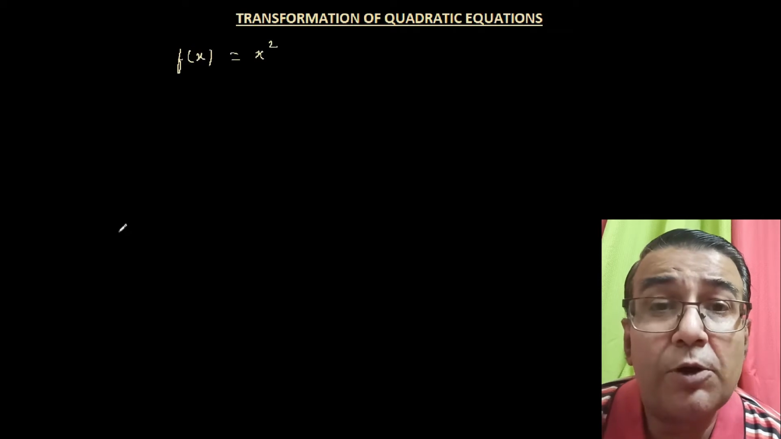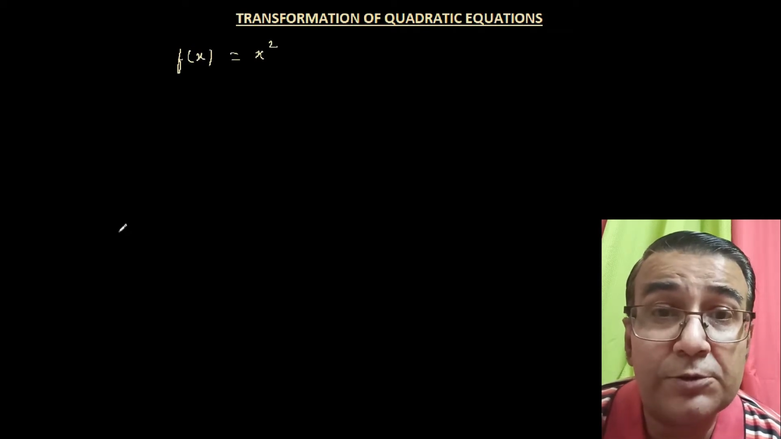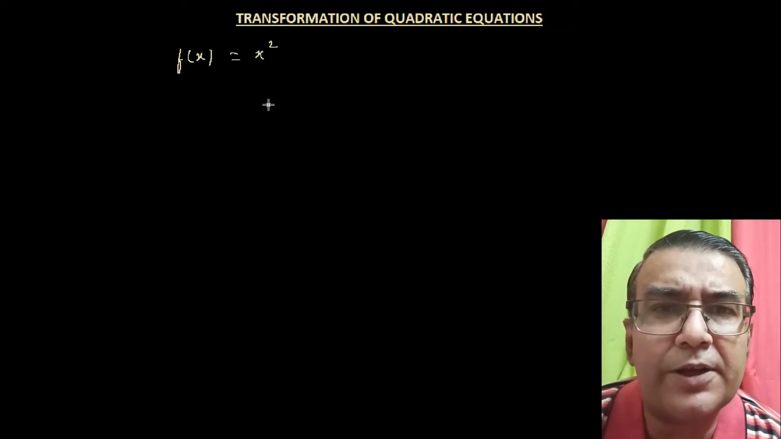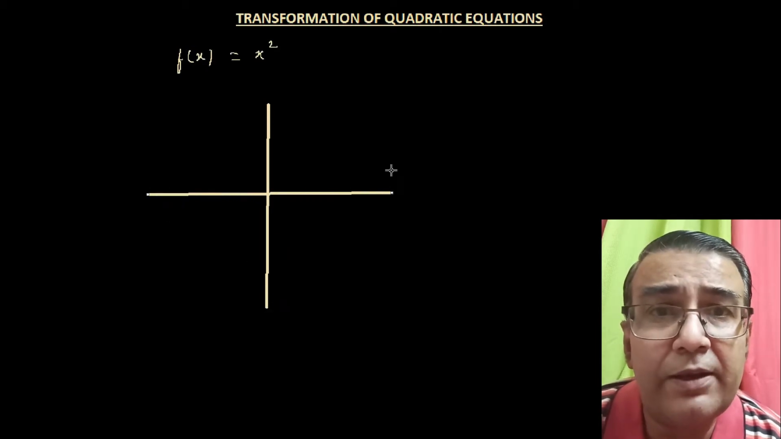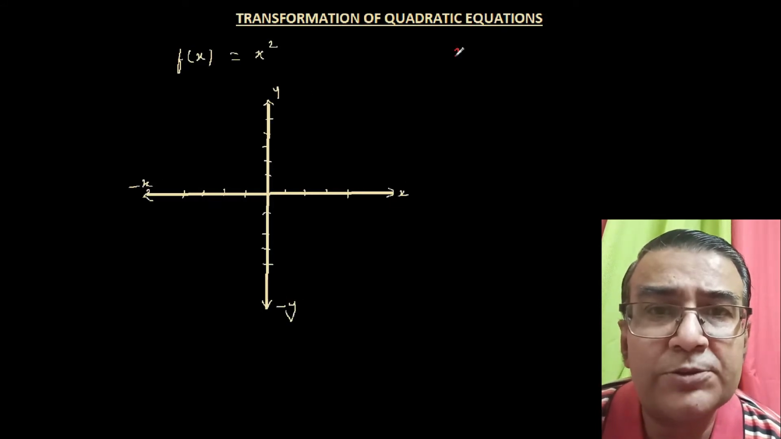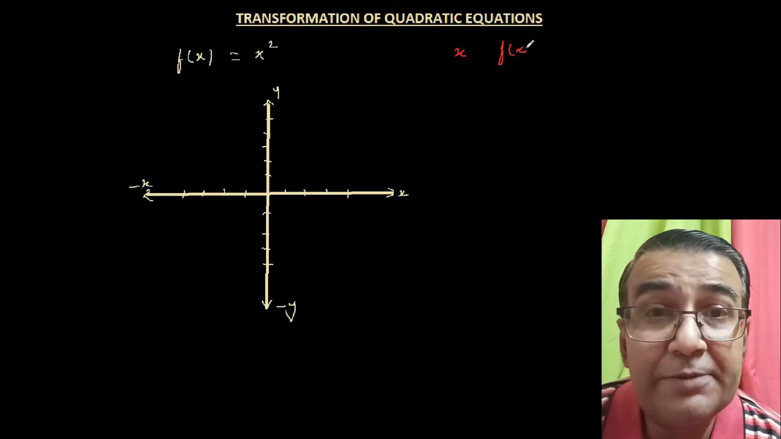Well, probably you would already be knowing what the graph of this looks like, but very quickly let's plot a graph and see what it looks like. So let's take a Cartesian plane. These are my axes and let's do the marking here. And then I'm going to make two columns. So let me take x and f of x. So let me take some values for x and f of x.